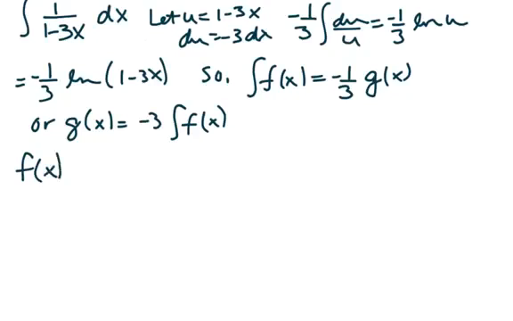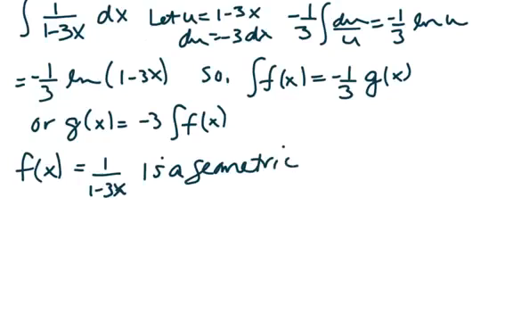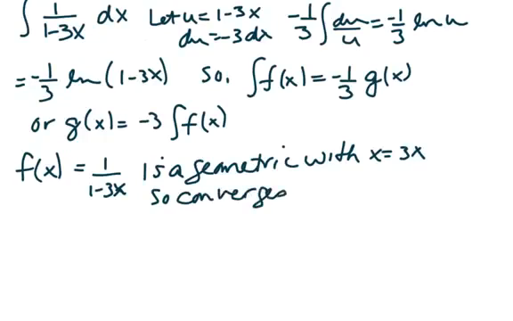And f of x, which equals 1 over 1 minus 3x, is a geometric series, with x equaling 3x. So this converges when the absolute value of 3x is less than 1. So solving that inequality, you get x is between negative 1/3 and 1/3.